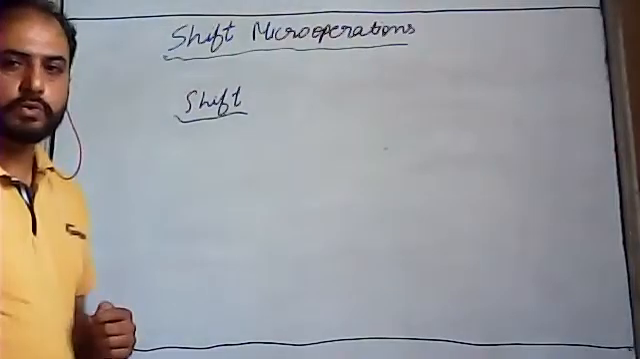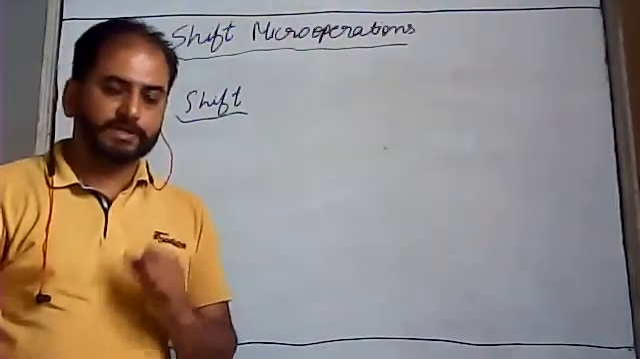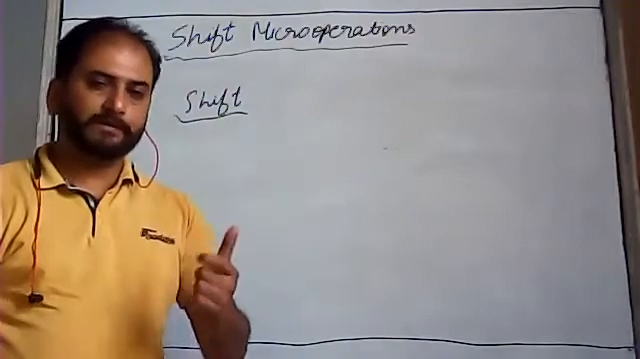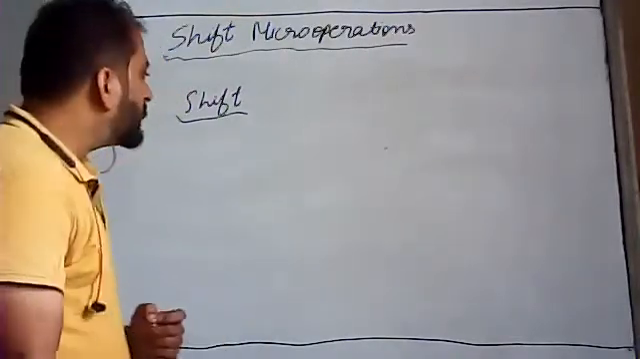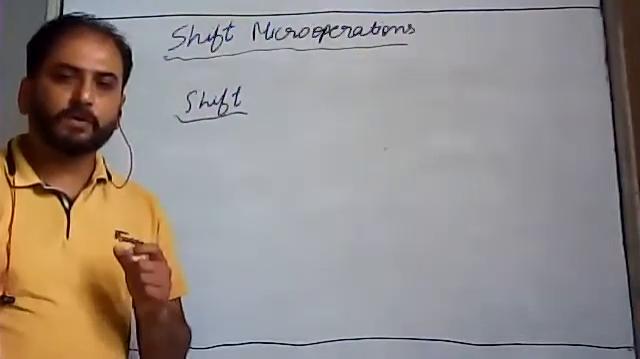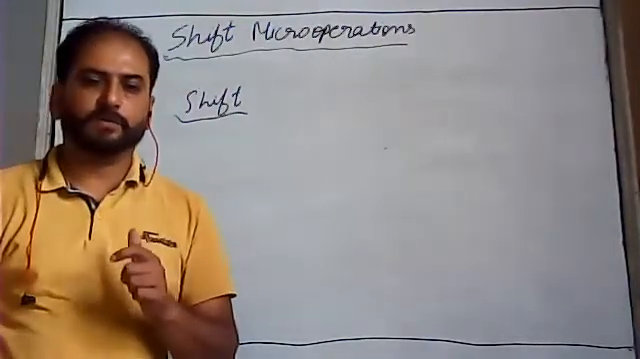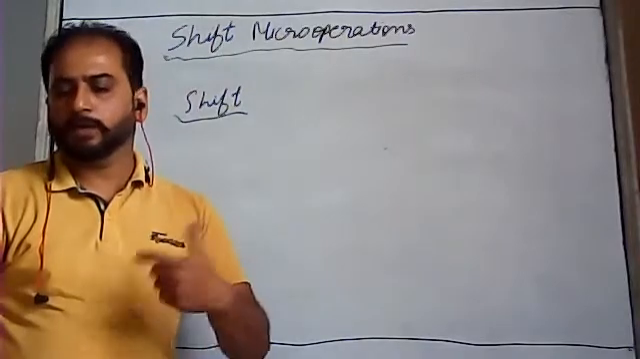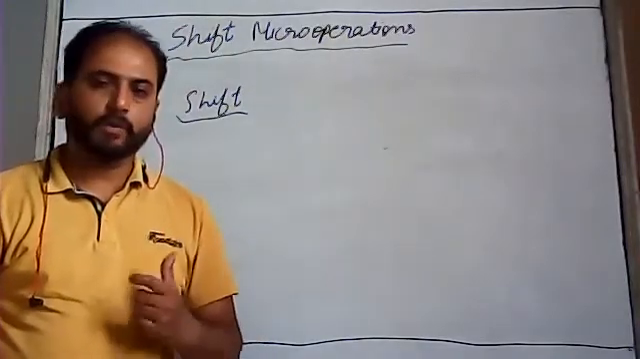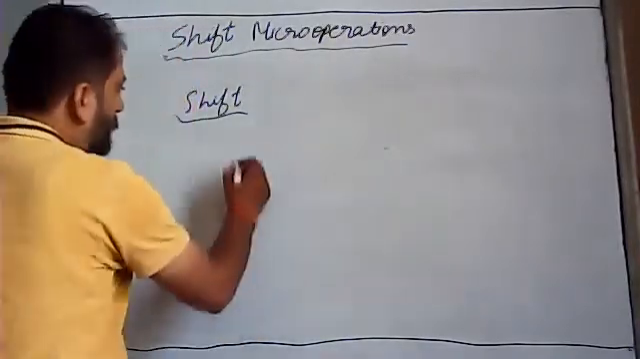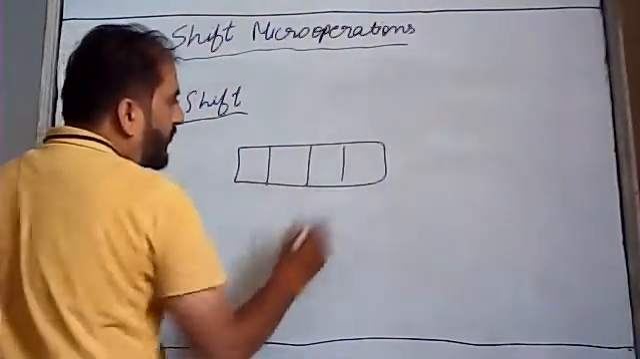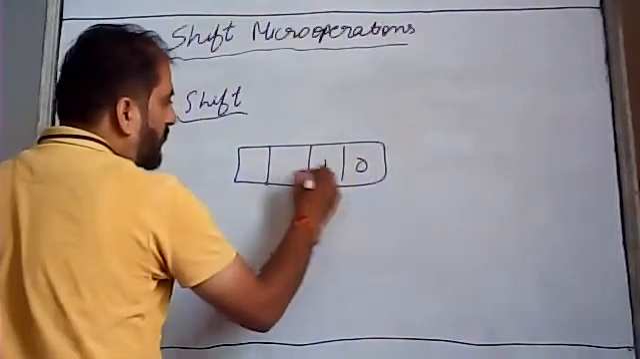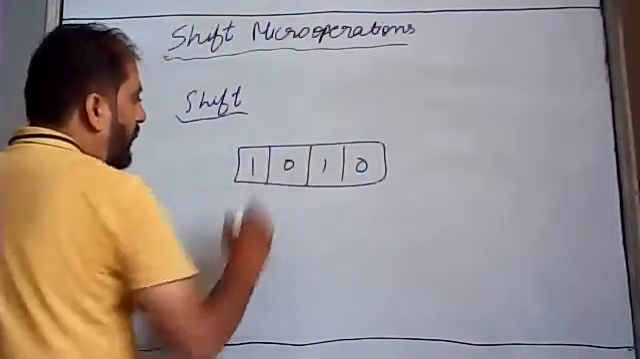Shift means to shift the bits of the register to the left or to the right by one bit. Or you can say shift is the serial transfer of data to the left or to the right by one bit. Let us suppose we have a register. In this register, we have data 0, 1, 0, 1.